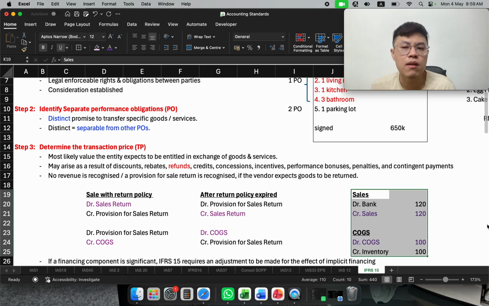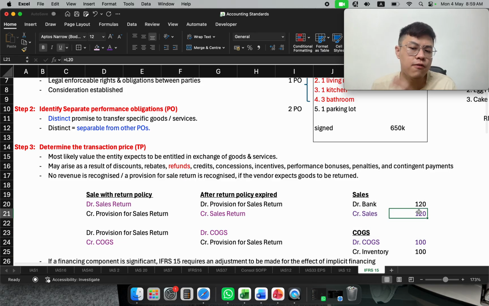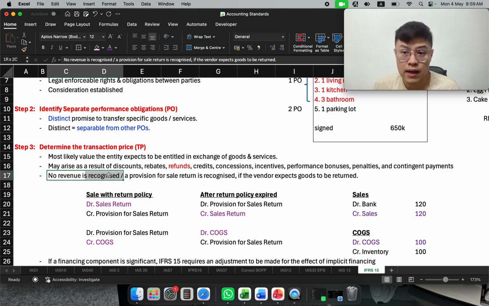So we are trying to tell the people that some portion of this 120, or the entire 120, is something that you have a risk of refund. Meaning the customer might refund back to you, return the goods and you need to refund. So to do this, IFRS 15 step 3 says no revenue is recognized, or a provision for sales return is recognized, either one.